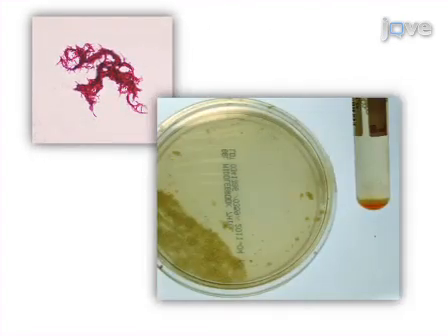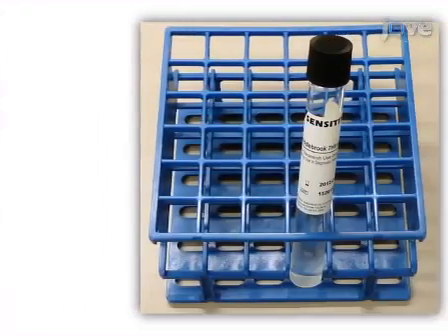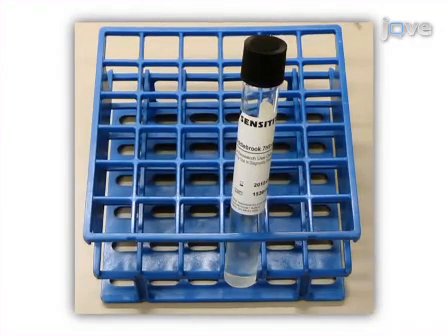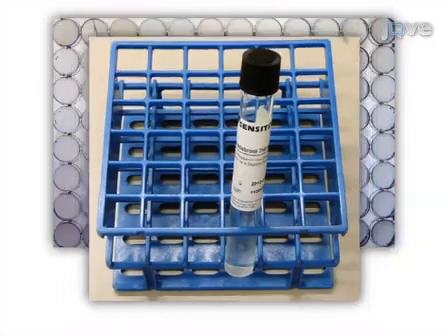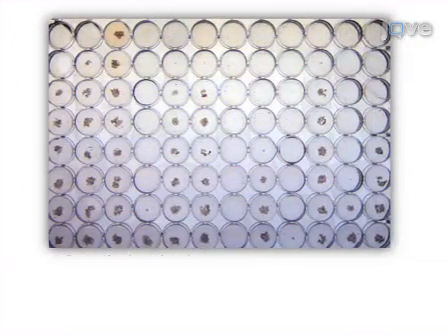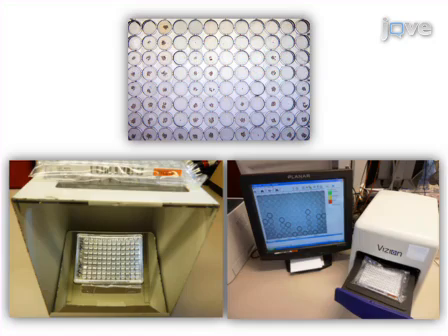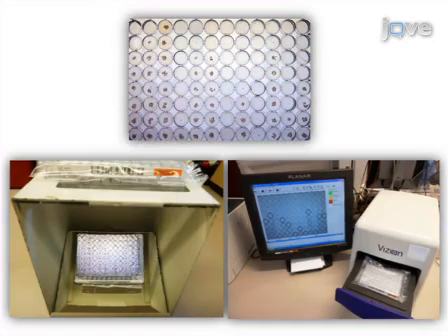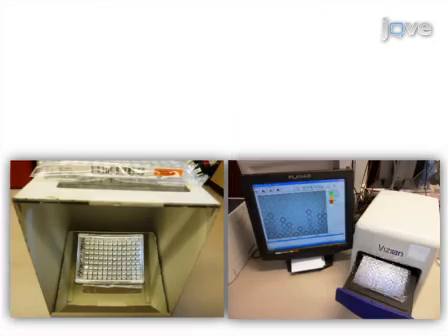Here, to test antibiotic susceptibility, M. tuberculosis is first grown on solid or in broth media. A bacterial suspension, the inoculum, is prepared and added to a microtiter plate containing different concentrations of 12 drugs, including first-line and second-line drugs. Following incubation, the extent of growth in each well is determined either manually using a mirror box or using a semi-automated plate reader.